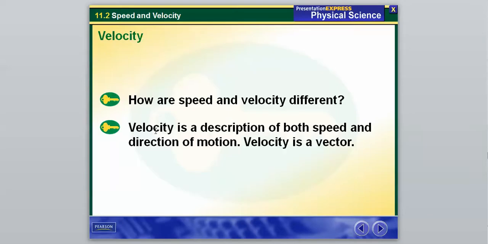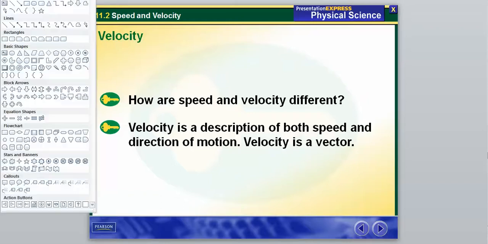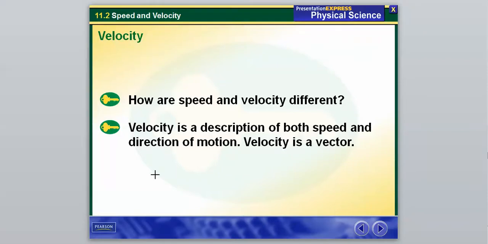So velocity is a description of both speed and direction of motion. So that's the difference between speed and velocity. Speed, just how fast you're moving. When we talk about velocity, it's how fast you're moving plus the direction you're moving in, and velocity is a vector. So remember what that means. A vector is just a line, a line that has a direction and a magnitude.